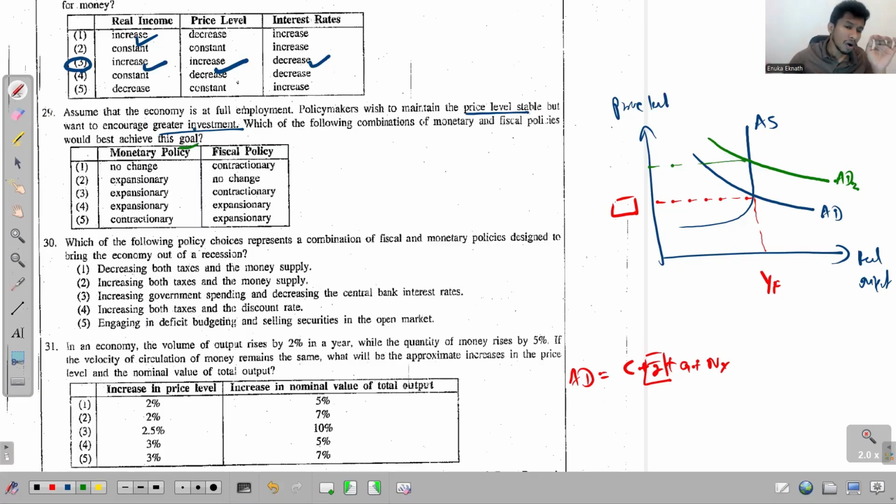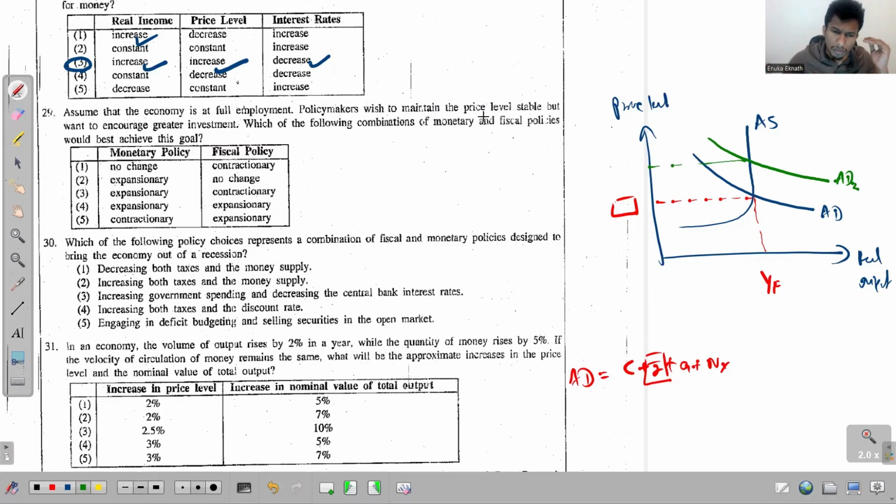See, the two goals that they need to achieve are contradictory to each other. So if they try to achieve this, normally what will happen? They will not be able to achieve this. And on the other hand, if they try to achieve this, they will not be able to achieve this. But somehow, let's try to find the most accurate answer out of the given five.